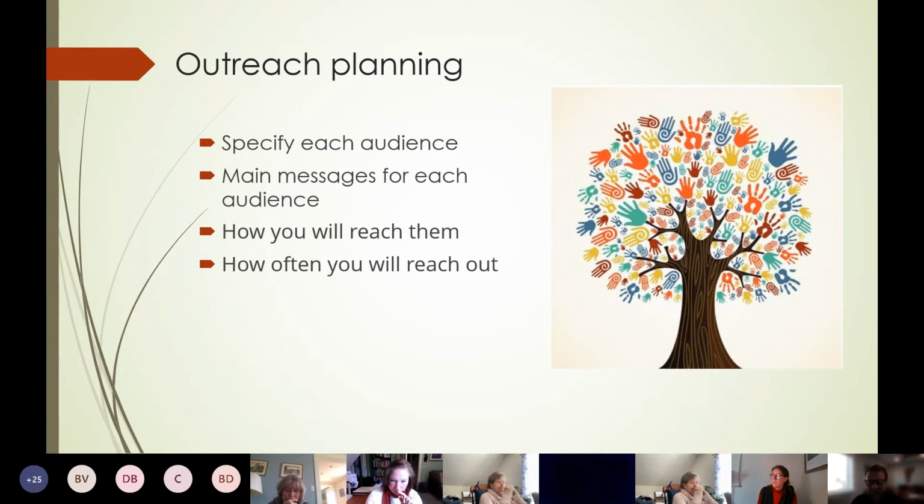As you think about messaging for climate, it's important that you develop an outreach plan. And a huge part of that is figuring out different audiences.